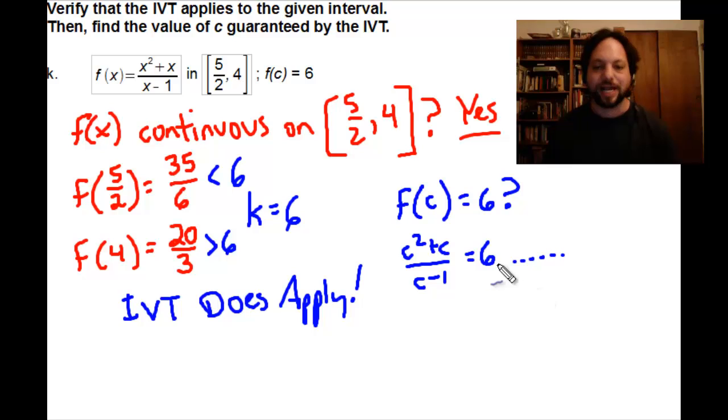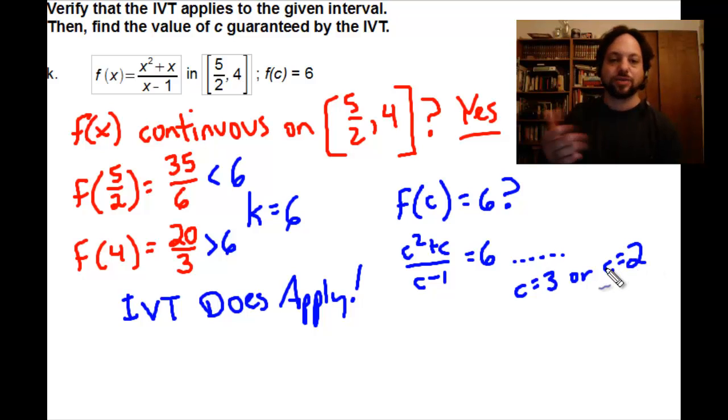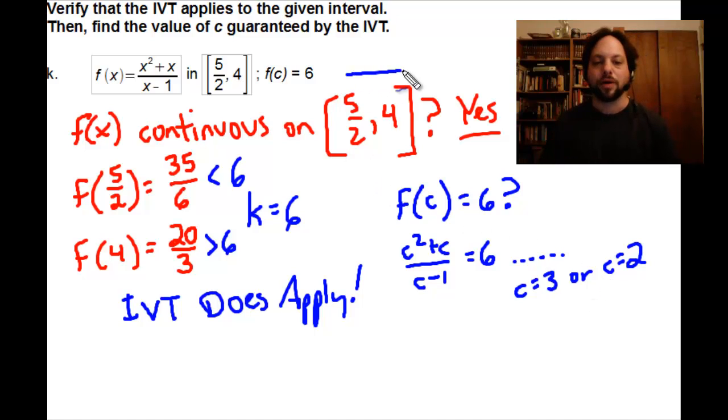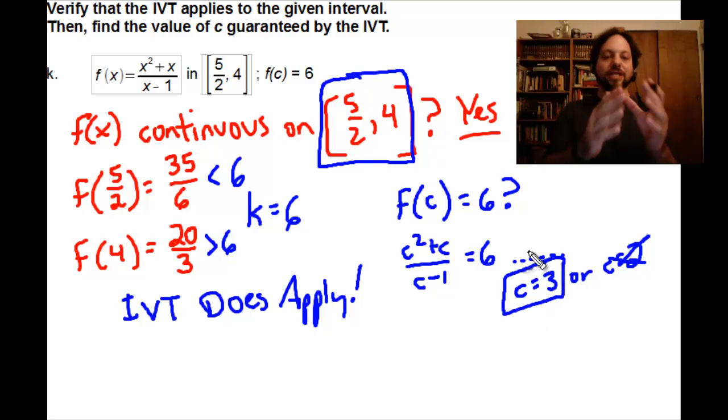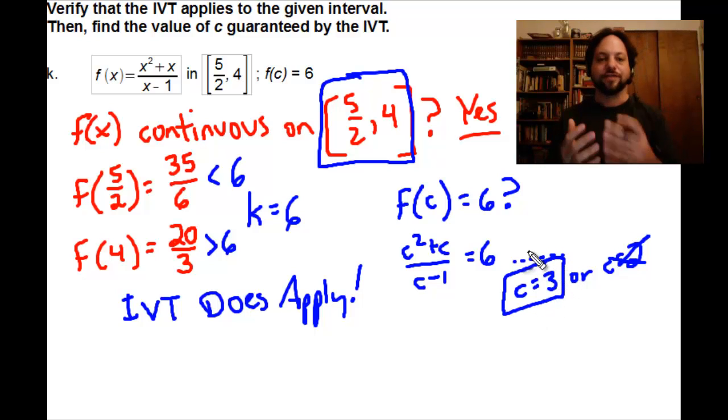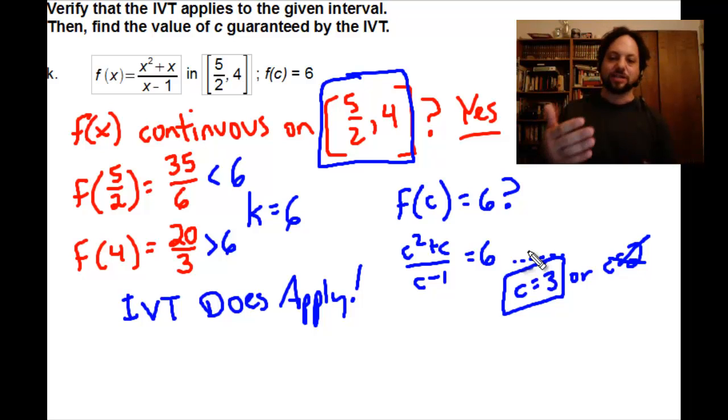And I assume you've done it now. If so, what you've gotten here is that c can either equal 3 or c might equal 2. So at first glance you would say, well, both of those values are correct. I found 2 answers. But remember, the interval that we're looking on goes from 5 halves to 4, and 2 is not in that interval. And so the IVT guaranteed me a value for which f of c would give me 6. I just found out algebraically that that value is in fact 3.